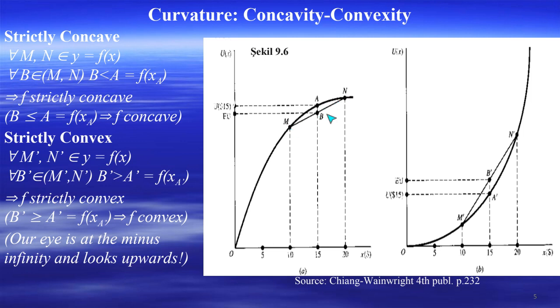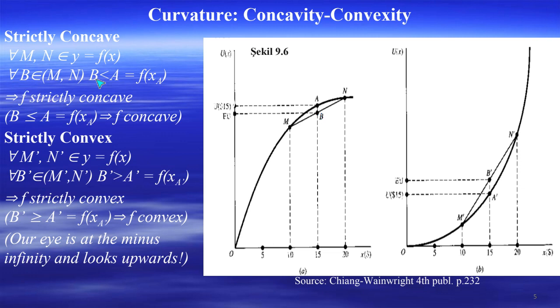Of course, they should not be m or n because they are touching the function anyway. But any of the points between m and n different from m or n, like b, for instance, the height of this point, the function value of this point, should be less than the function value of A, which is the corresponding point on the function. So then the Y value.